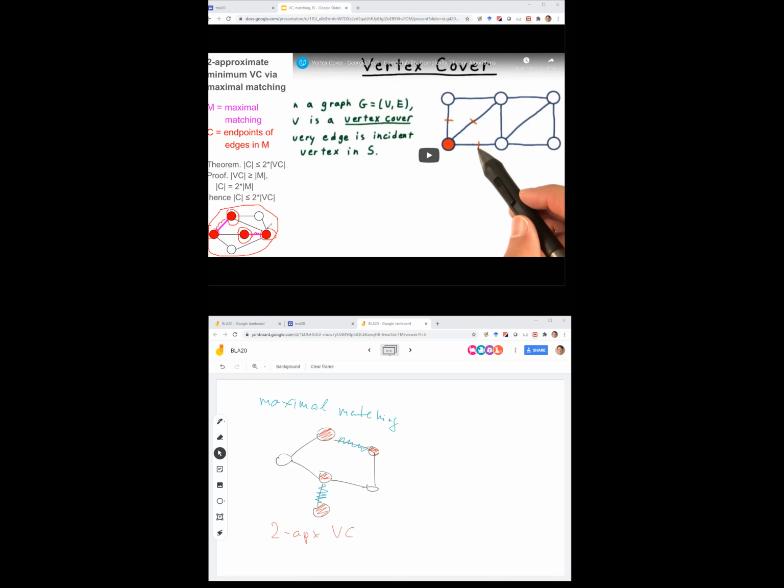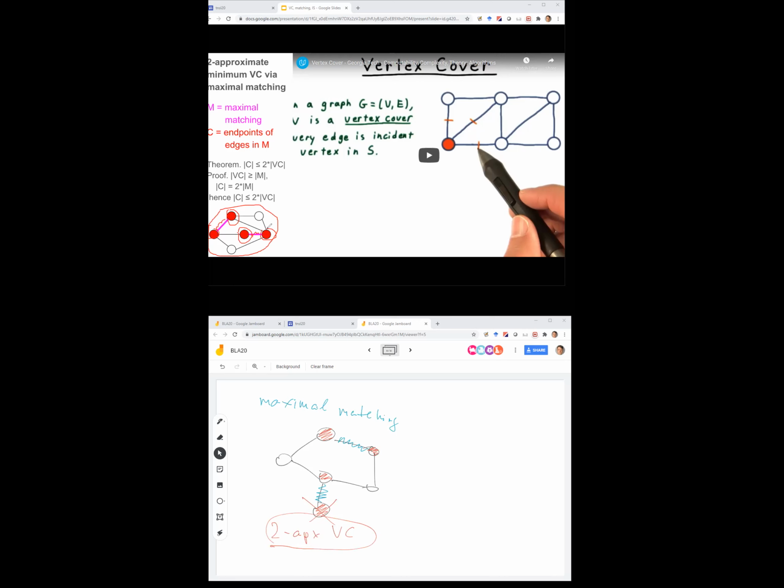Well, it has 4 vertices, and maybe you could have gotten it with 3. I guess in particular, this vertex cover is not minimal. Maybe you could have removed this vertex, and that still would be a vertex cover. Whatever, we are not trying to make it minimal afterwards. All we are saying is that this way, by taking the endpoints of the matched edges in a maximal matching, we get a two approximate vertex cover. That's all we need.